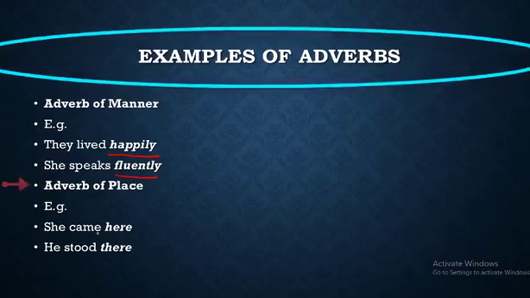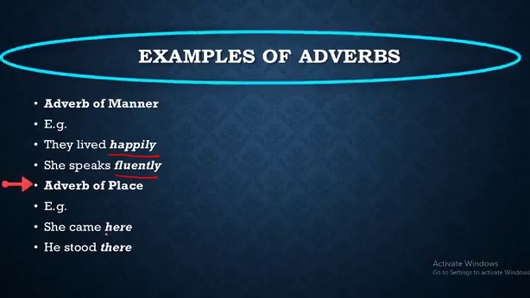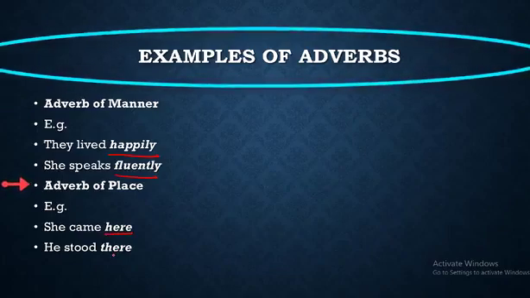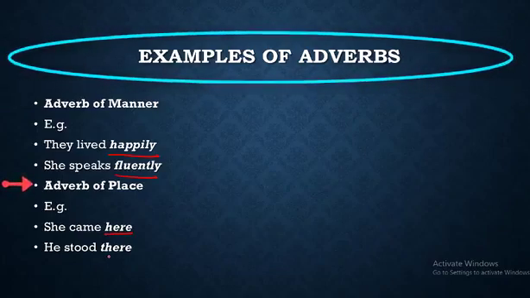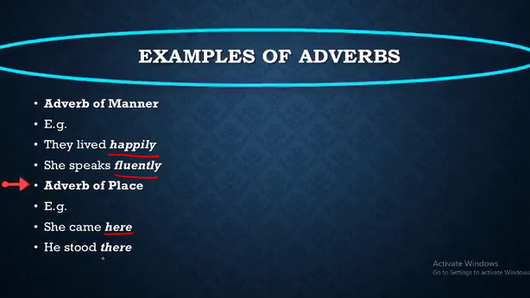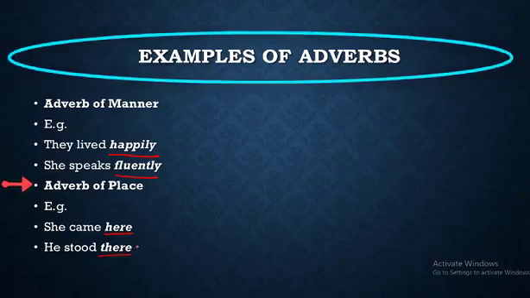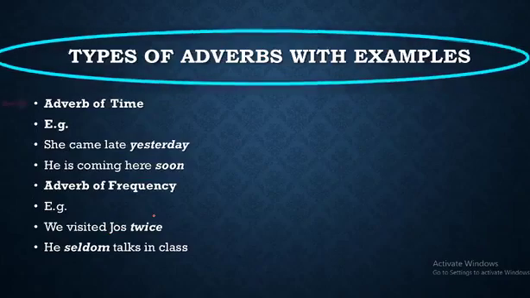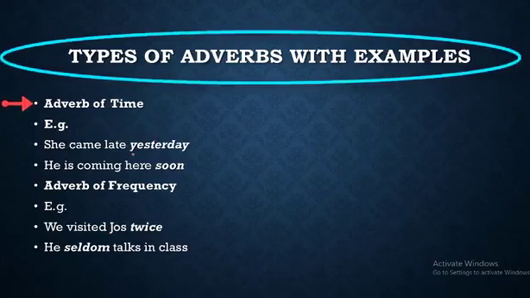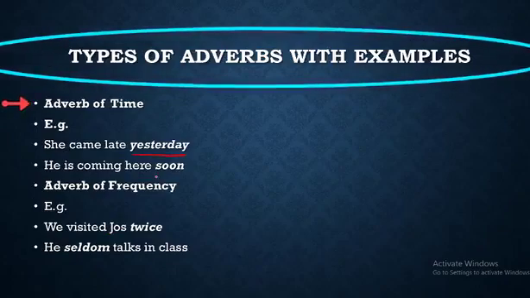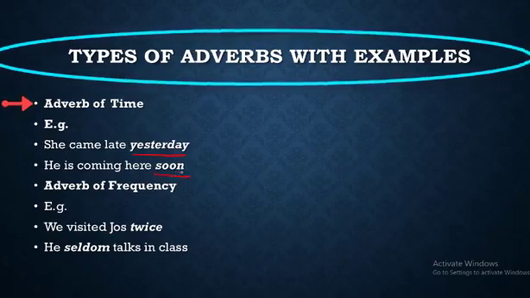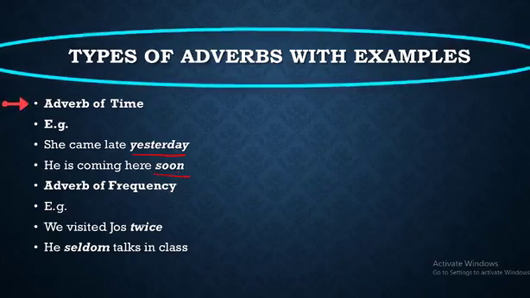Now, adverb of place. Remember, you identify an adverb of place by asking the question where. Where did she come? She came here. Where did he stand? He stood there. Then we have adverbs of time. She came late, when? Yesterday. He is coming here, when? Soon. So soon and yesterday are adverbs of time.